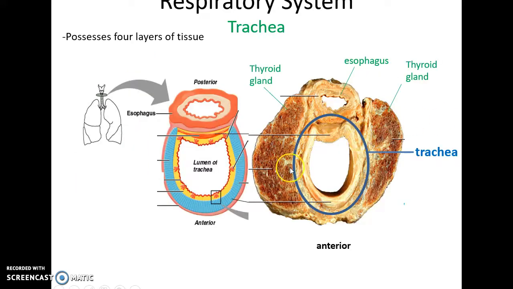Here is the trachea. You can see the trachea is made up of these partial cartilaginous rings that form sort of a C shape that holds the trachea open at all times, while it has a muscular area directly next to the esophagus, so that when you swallow, food bulges out and it doesn't damage the trachea.